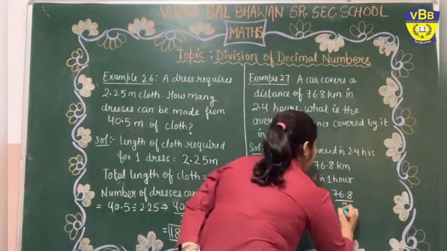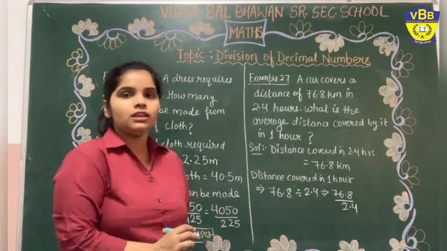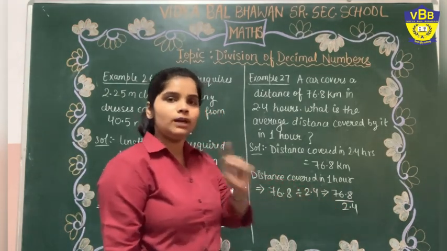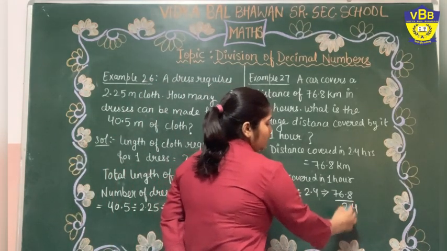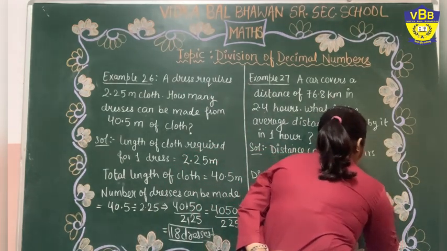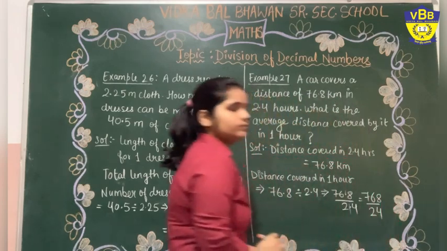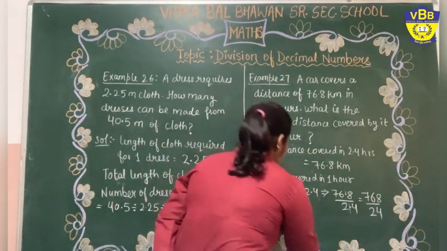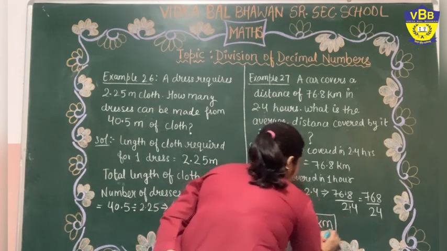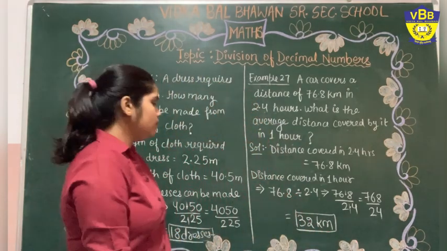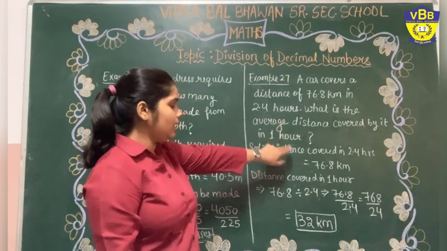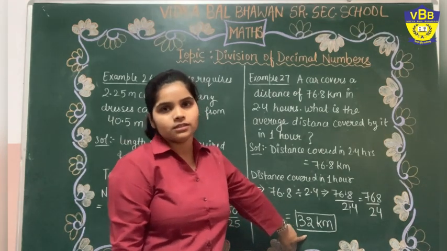Write it as 76.8 divided by 2.4. Now check if the two decimal numbers are like. Yes, they are like decimals because both the numbers have one decimal place. So we can directly cancel out these decimals and it will become 768 divided by 24. Divide these two numbers, you will get 32 kilometers. When you divide 768 by 24, you will get 32. So the distance covered by the car in 1 hour will be 32 kilometers.